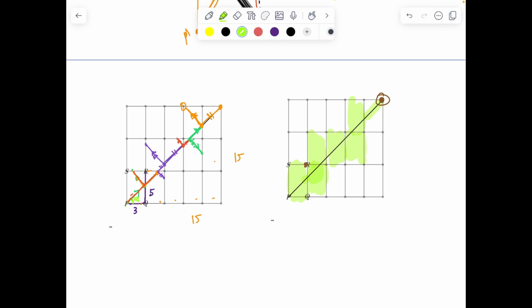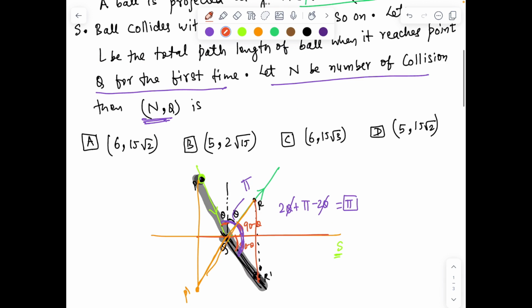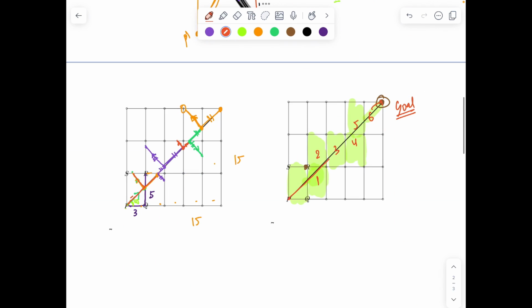So the first reflection comes here, let me name it. The second reflection is here, third, fourth, fifth, and in the sixth reflection, the goal is done, right? So here the answer for n will be 6. And the path length is just this straight line path length, because that's basically equivalent to this zigzag path we have drawn over here, right?